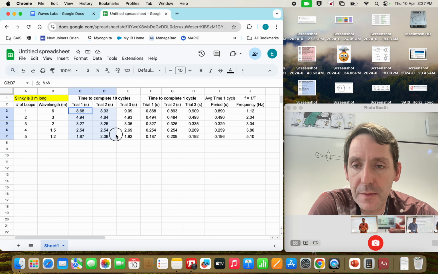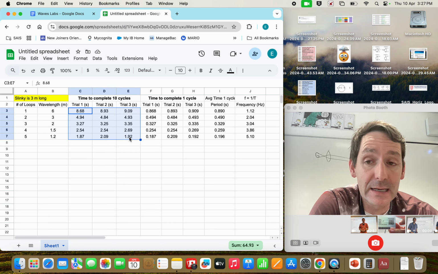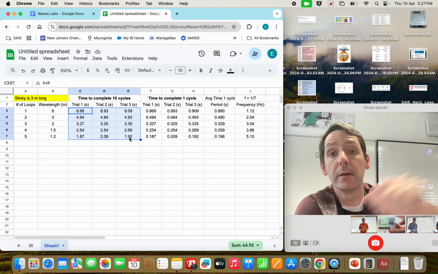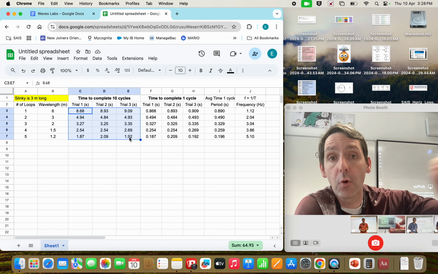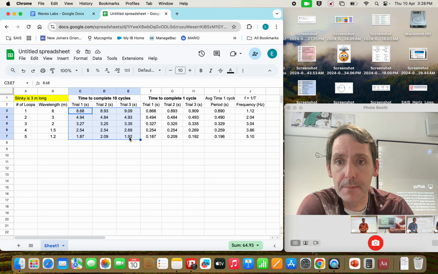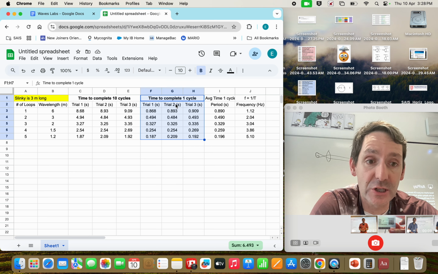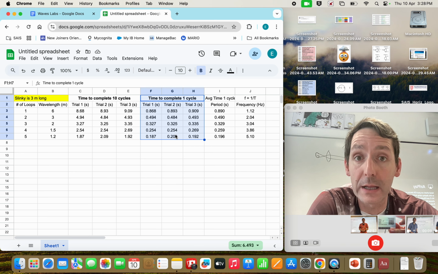And then I put my time here. I measured how long it took me to do 10 cycles. So I went 1, 2, 3, 4, 5, up to 10 times, right? And then I divided that by 10 to get this data right here. So this is actually what I'm interested in: how much time did it take for one cycle?